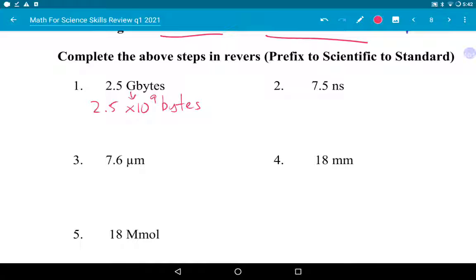Okay, now we need to write it in standard form. We're trying to write the standard value. So 10 to the 9, we're going to have 2, 5, and then 8 zeros. 1, 2, 3, 4, 5, 6, 7, 8. Okay, and there's our answer. We want to write our units too.